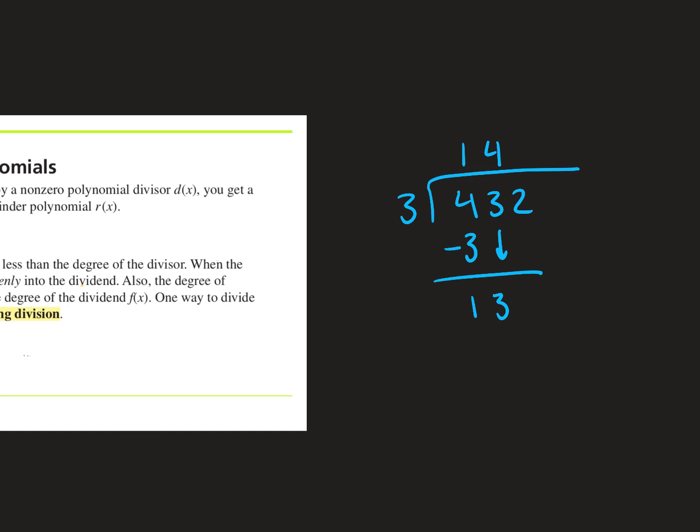Then I multiply 4 times 3, which would be 12. I subtract, and I would get 1. And then I drop down the 2, and I do the same thing again. How many times does 3 go into 12? 4. Then I multiply, I get 12, subtract, and I have no remainder. So that's how we divide using numbers. We're going to do the same thing using polynomials, but it's the same process.